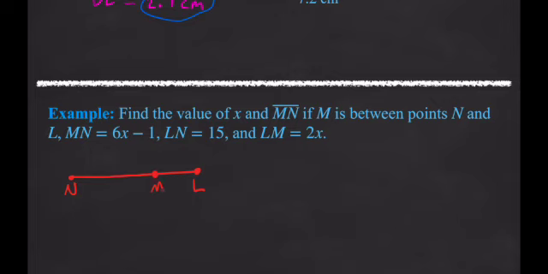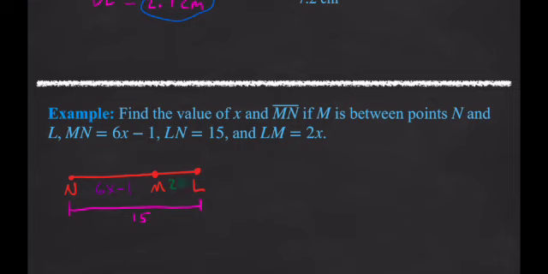Yes, in the end, we would want to fix up our scale, fix up our model. But for the sake of drawing it, for the sake of figuring out this problem, and just figuring out how to set up our equation, we don't have to worry about where it goes. Okay, so we know M to N is 6x minus 1. The length of this is 6x minus 1. We know L to N is 15. So that's this total length right here. This is 15 inches, 15 centimeters, 15 something. And L to M is 2x.